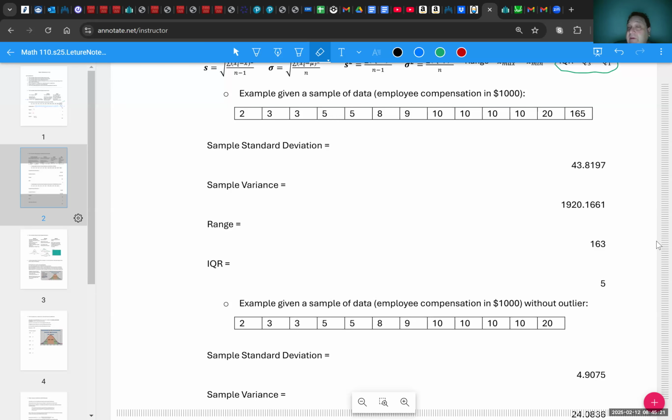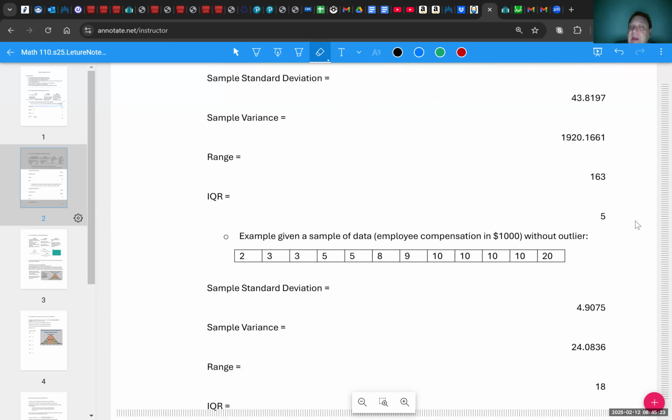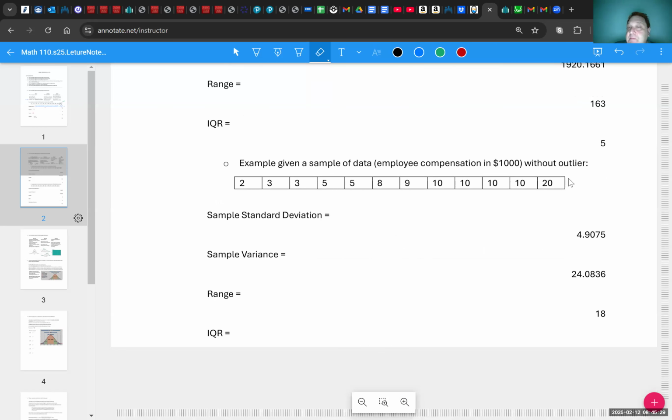All right, so what I'm going to do now is do the same kind of calculations, but with the data missing our potential outlier. We had this big 165 number, right? That was way, way far away. I said it's a potential outlier. Let's do the same calculations of standard deviation, variance, range, and IQR with this set of data. There's only 12 items now because I threw away the 165.